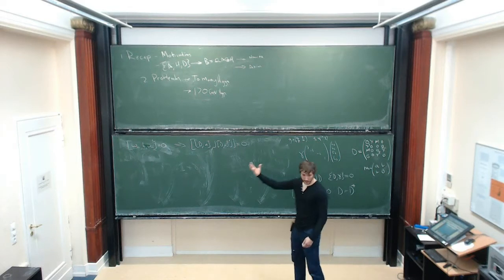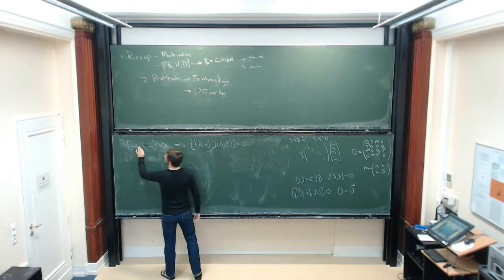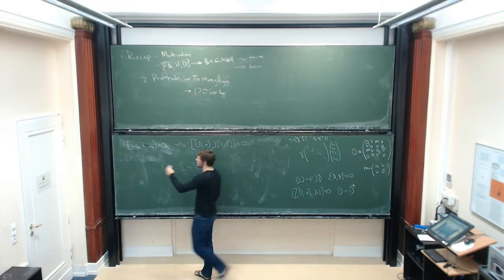For example, in the associative case, if I had taken, just as an example, omega 2 and omega 1, for example, then I would have had a term that looks like this.